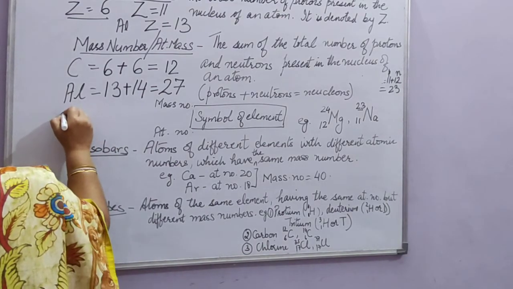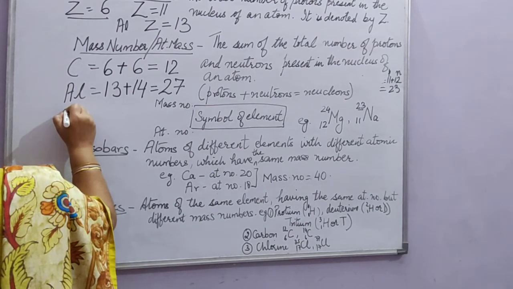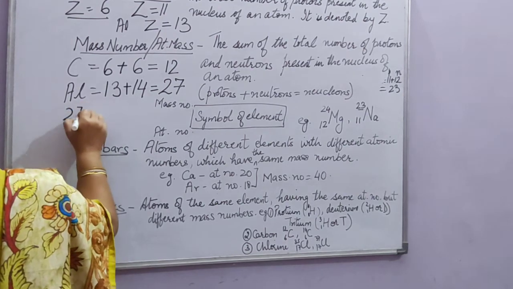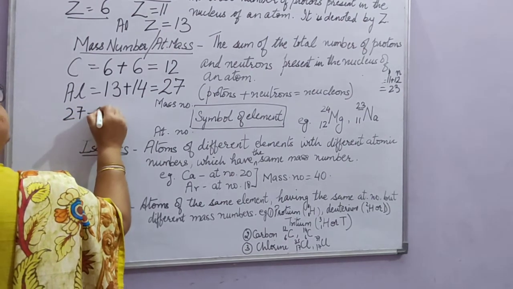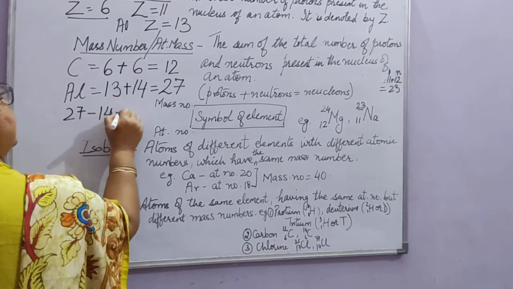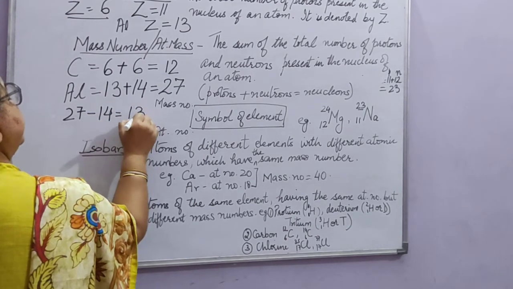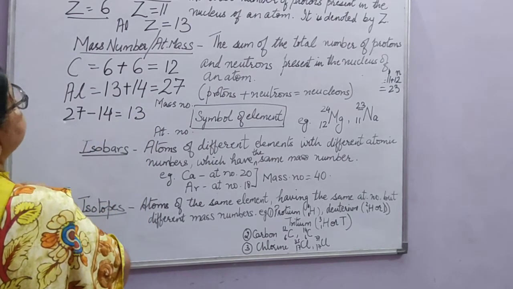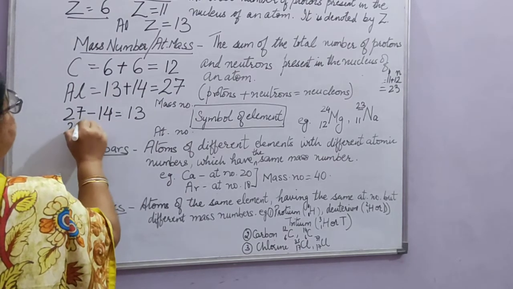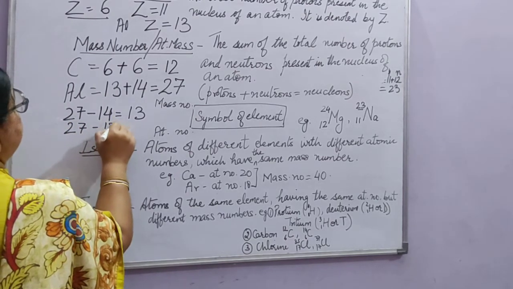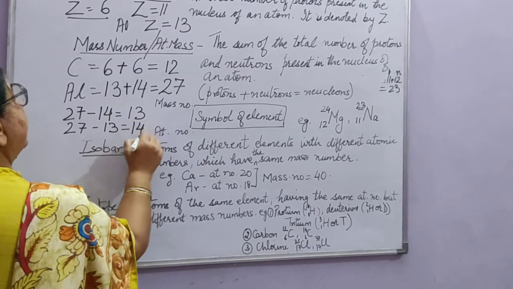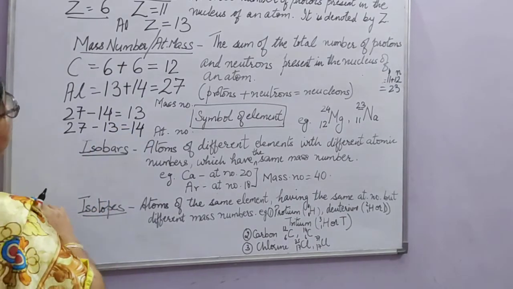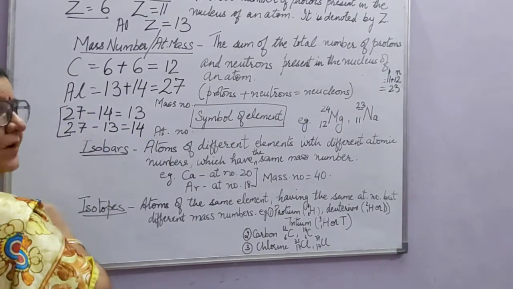Say the mass number is given to you and the number of neutrons is given to you. You have to calculate the protons, or the atomic number, you can calculate. And if you are given the mass number and the atomic number, you can calculate the number of neutrons in it. Right? Any way it is given, you can calculate it.